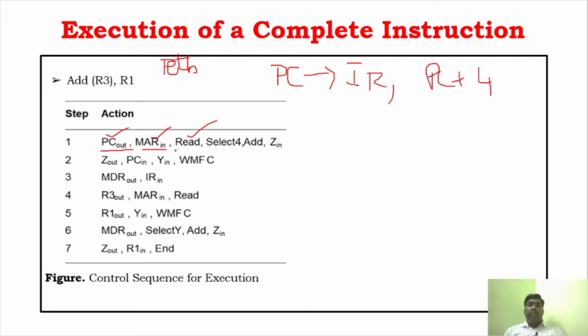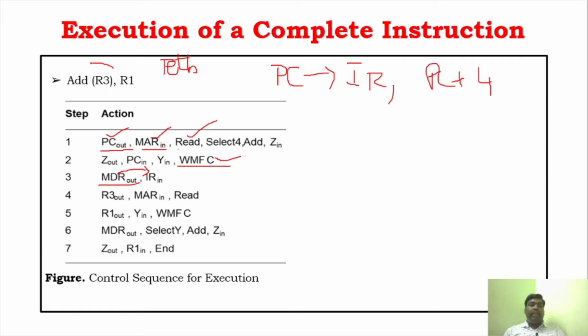So what will the processor do now? It will wait until it receives this particular signal. Once it receives this signal, it means the read cycle is completed. So the content of MAR is saved in MDR. Once the MDR receives the data, it will be sent to the IR.